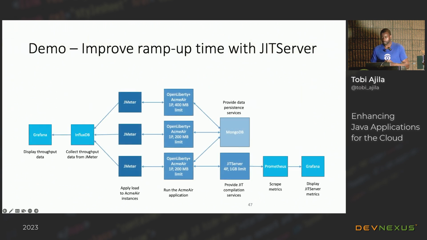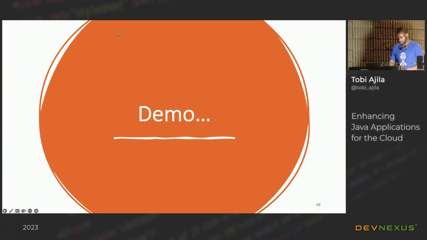So we can do a quick demo to see how this works in practice. In this demo, there are going to be 3 microservices, so 3 Acme Air servers. They're all configured differently. The first one is configured with 400 megabytes, the second one with 200, and the third one with 200, but that one is connected to a JIT server. And then we'll just output the results to Grafana. So let's give that a try.